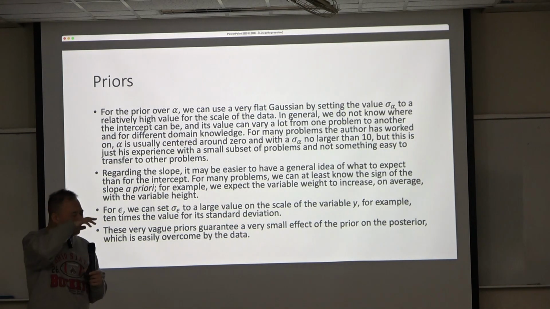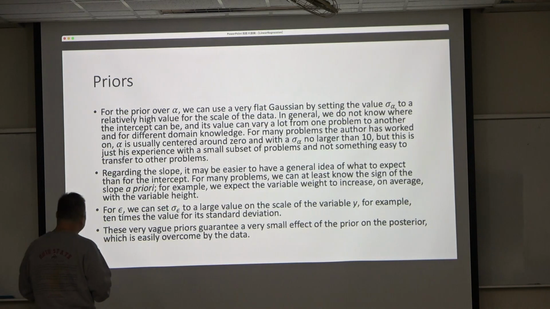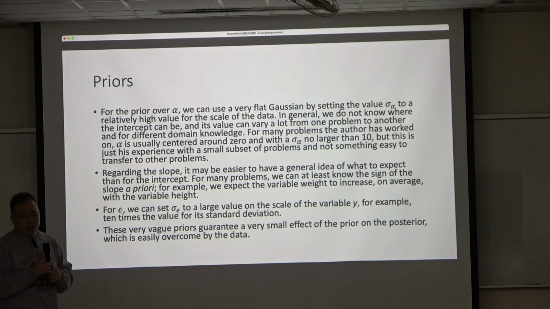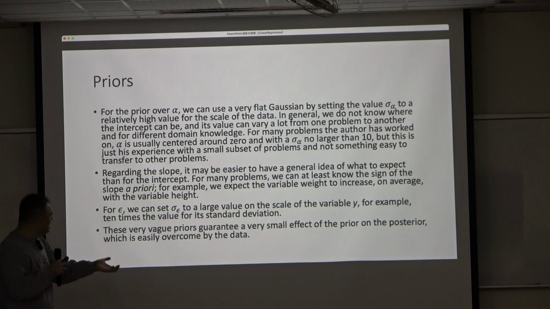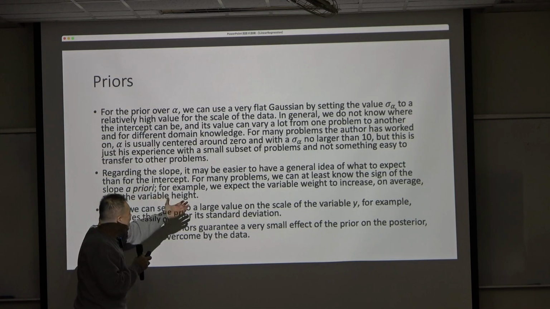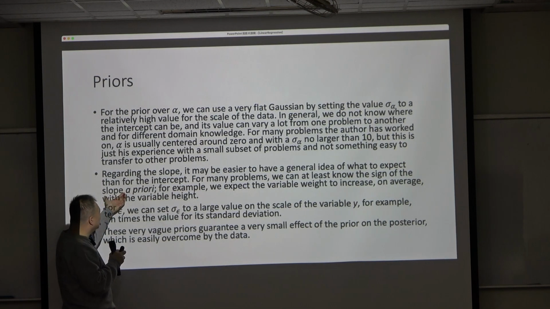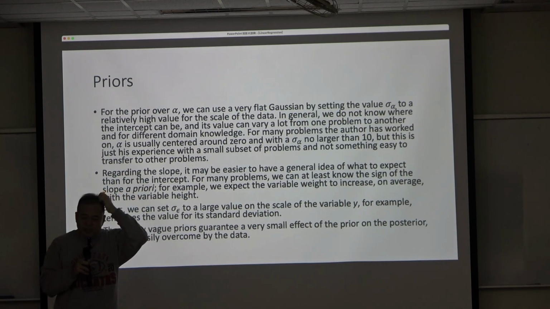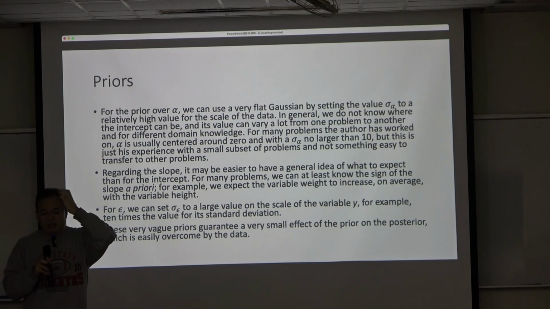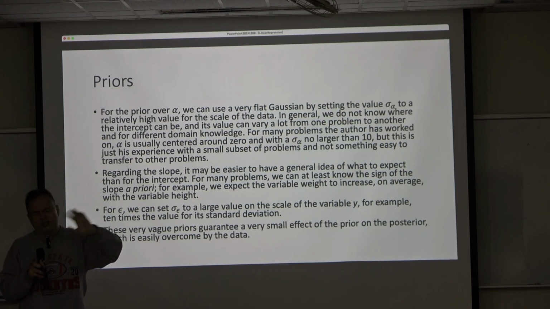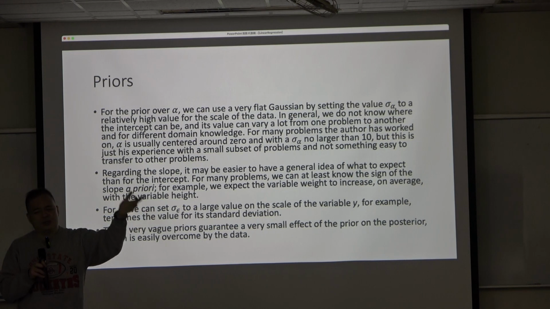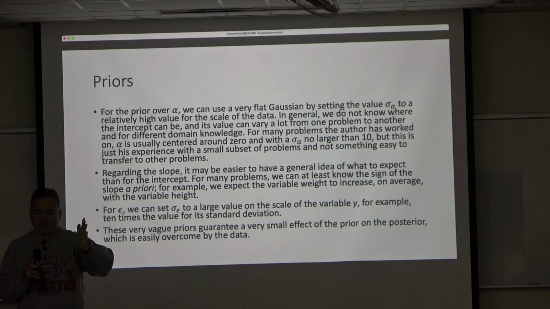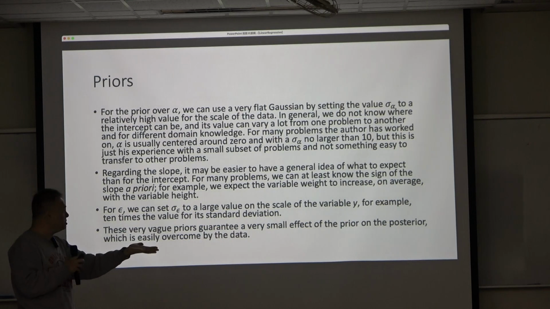So for many problems, we can know the sign of the slope as a priori. We can do a little bit better than just assigning a very general prior. We can probably know it must be positive; if it's negative, it doesn't make sense. Or it must be negative.